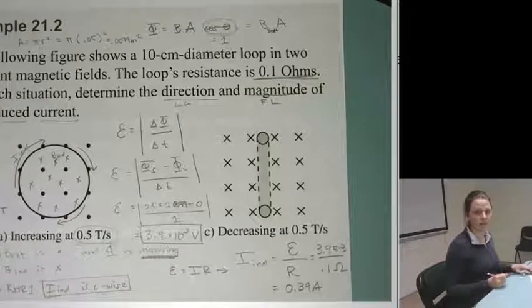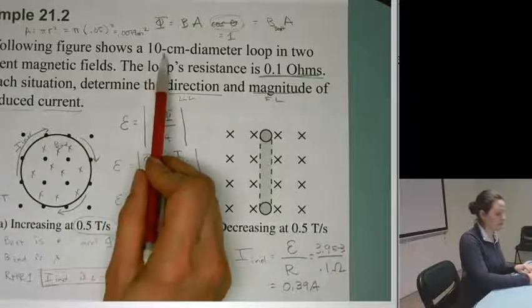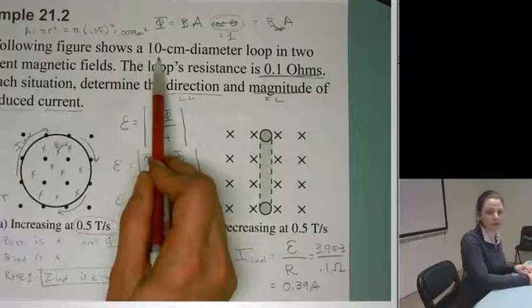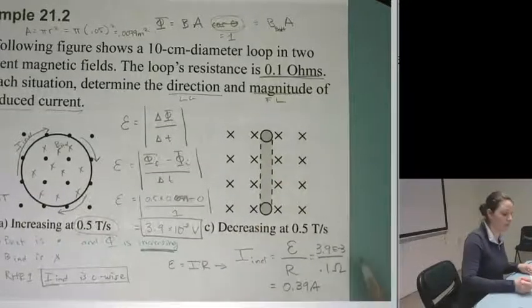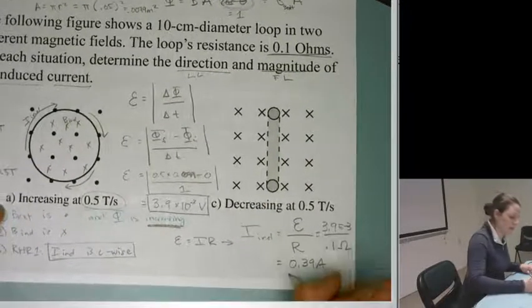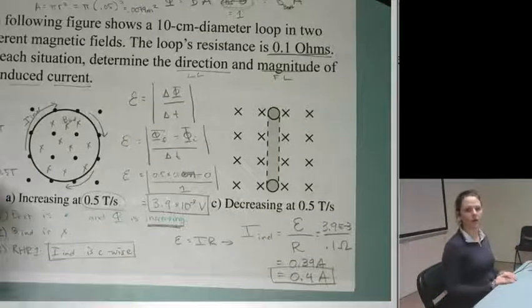amps. Take a moment to look at the sig figs. How many sig figs do we want here? I see this number doesn't have a decimal, so I'll assume that it is a 1 sig fig number. This one here is certainly a 1 sig fig number. So I'm going to round this to 1 sig fig and write it as 0.4 amps. All right.